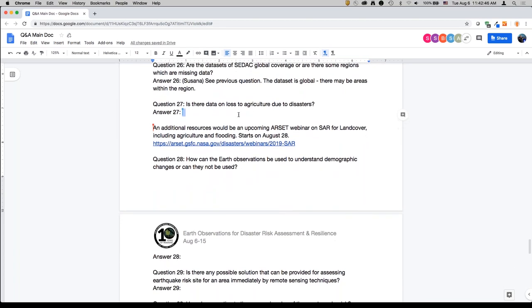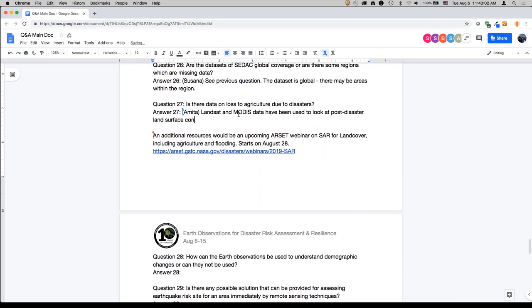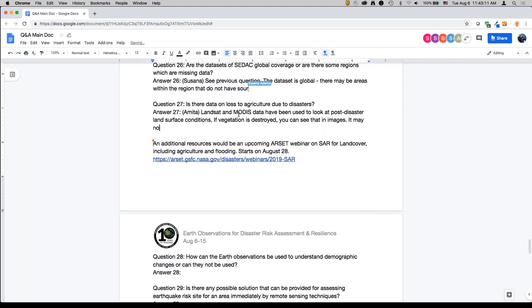Question 27, is there data on loss to agriculture due to disasters? Landsat data and MODIS data have been used to look at post-disaster land surface conditions. If vegetation is destroyed, you can see that in the images. If you know that this is an agricultural area, the image change after a disaster can show you how much the damage was.